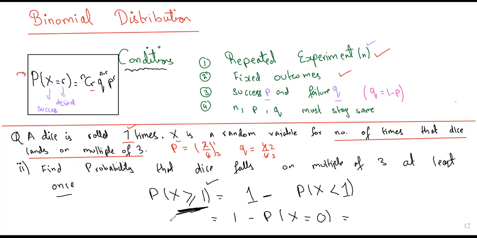So instead of doing that, always remember we can use this rule. If this is to be asked and if this is easier to find, you can do 1 minus this. And probability of x less than 1 is just probability of x equals 0. We can easily find this. So 1 minus this would give you the answer.